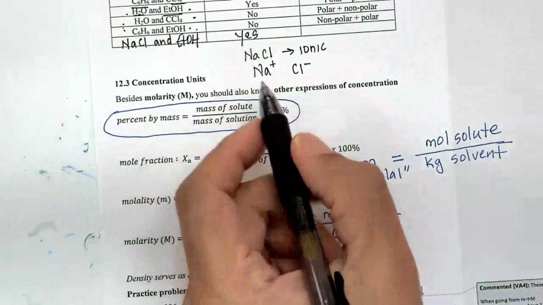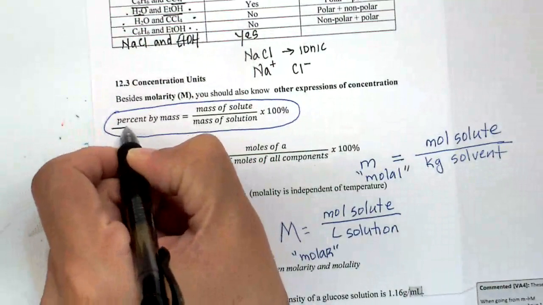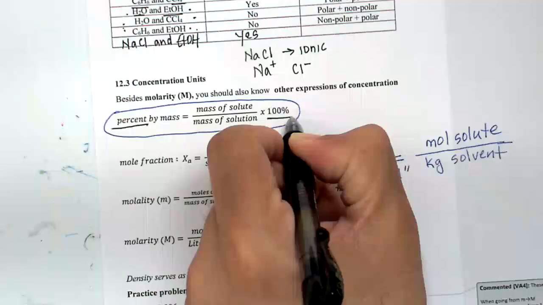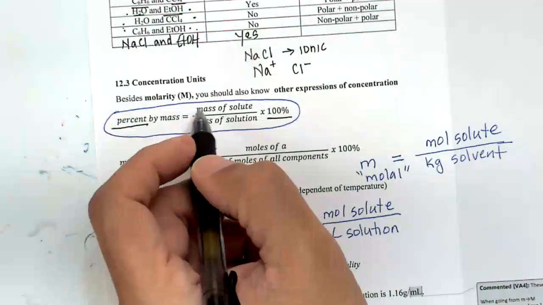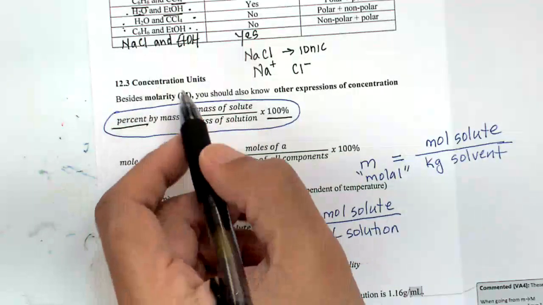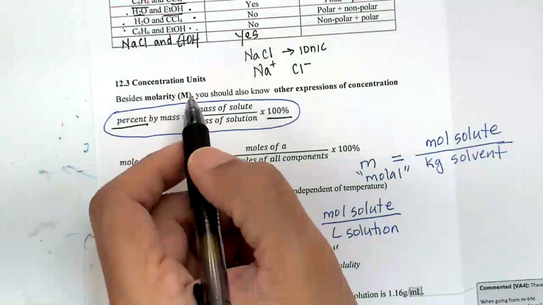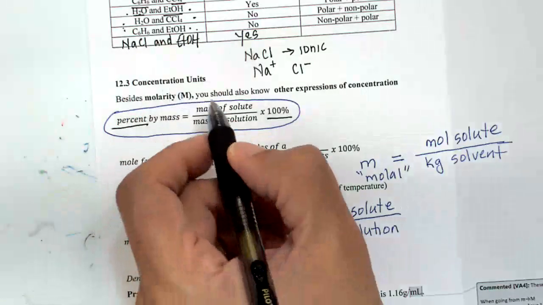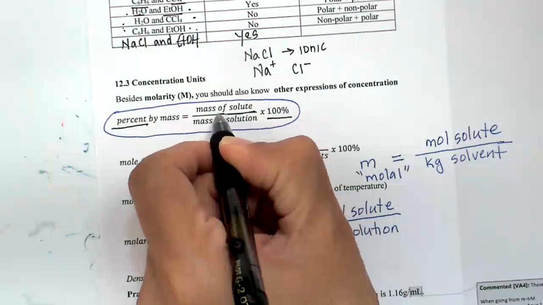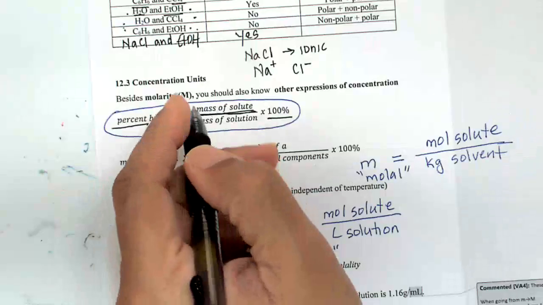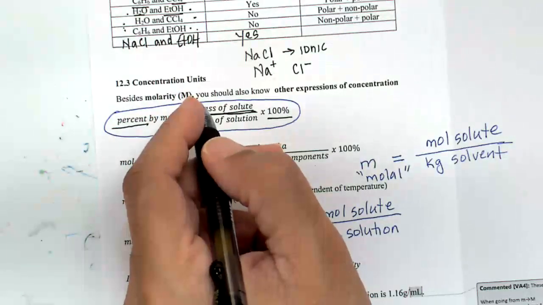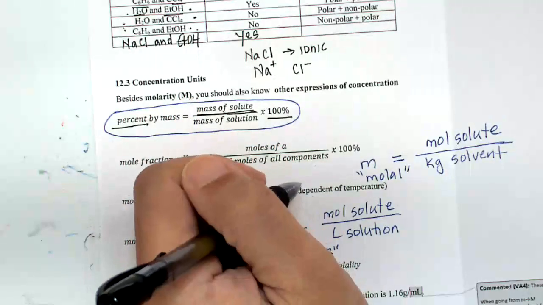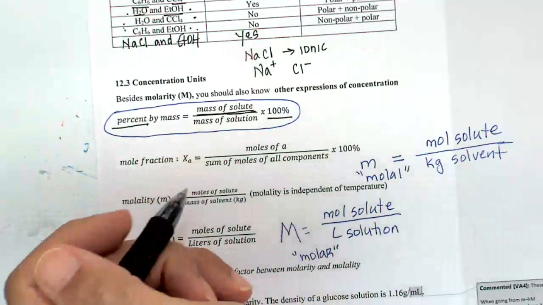So it's the same idea. When you multiply just that word percent, you should multiply it by 100. This signifies that you're getting a percent. If you don't multiply it by 100, it's just a fraction, part over whole. What's the part? Mass of the solute. What's the whole? Solution. What is solution again? Solute plus solvent, right?